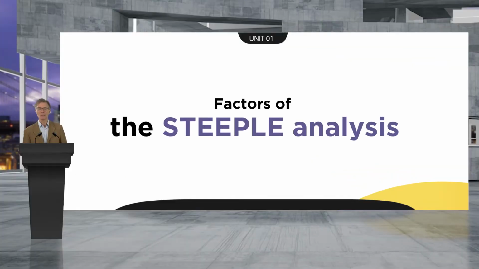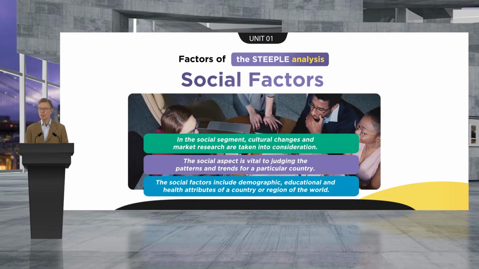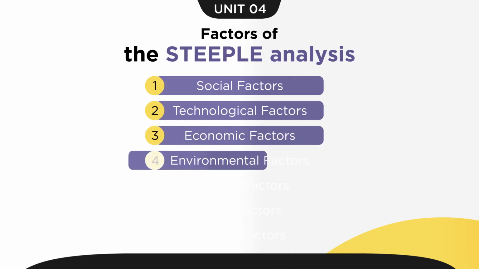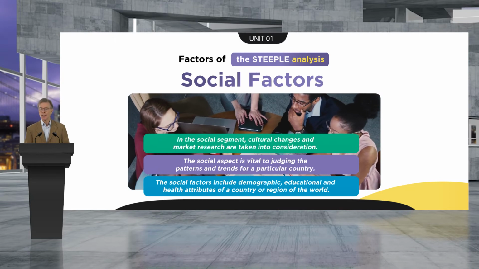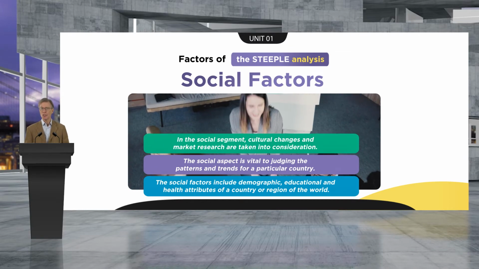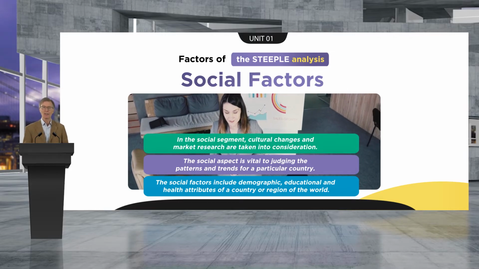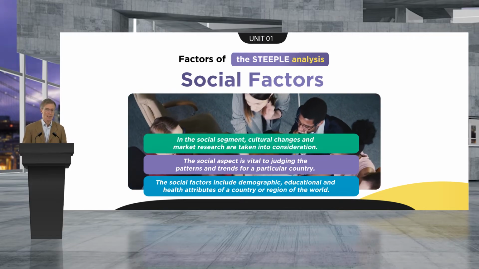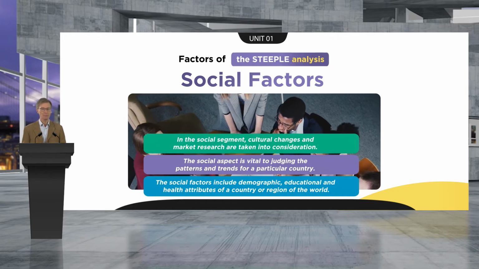The social factors include the cultural changes and market research. Social factors, technological factors, economic factors, environmental factors, political factors, legal factors, ethical factors are taken into consideration. The social aspect is vital to judging the patterns and trends for a particular country. Social factors include demographic, educational, and health attributes of a country or region of the world.